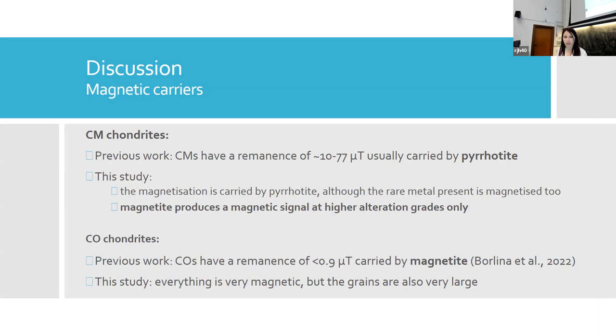I didn't even put this on the slide because it felt really silly, but in terms of the picture that we're building here, we are looking at everything being very magnetic in the COs. Then we go to just peridotite being magnetic in the lower alteration grade CMs. And then the magnetite does start to show a signal again. So what is happening, she asks.